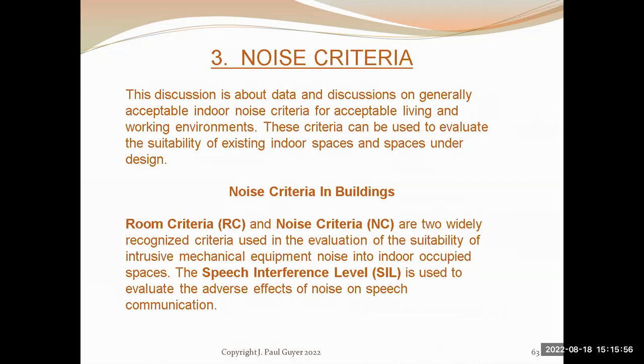Are people trying to sleep? Are they working at a desk doing office work? Are they working in an industrial environment? And so on and so forth. There are two numbers that have been developed over the years. One is called the room criteria, RC, and the other is the noise criteria, NC. Of these two, you'll usually be using the noise criteria. Room criteria isn't used as commonly.